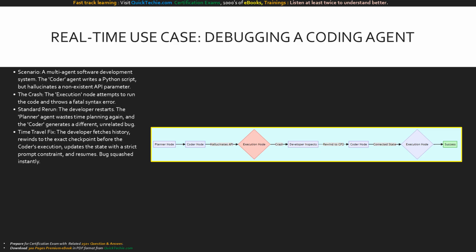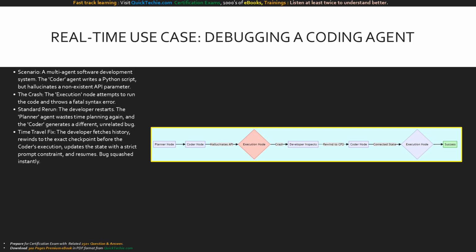Let's apply this to a highly critical real-time use case, debugging a multi-agent software development system. Imagine you have a planner agent that researches documentation, followed by a coder agent that writes a Python script. During execution, the coder hallucinates a non-existent API parameter. The execution node runs the code and throws a fatal error.